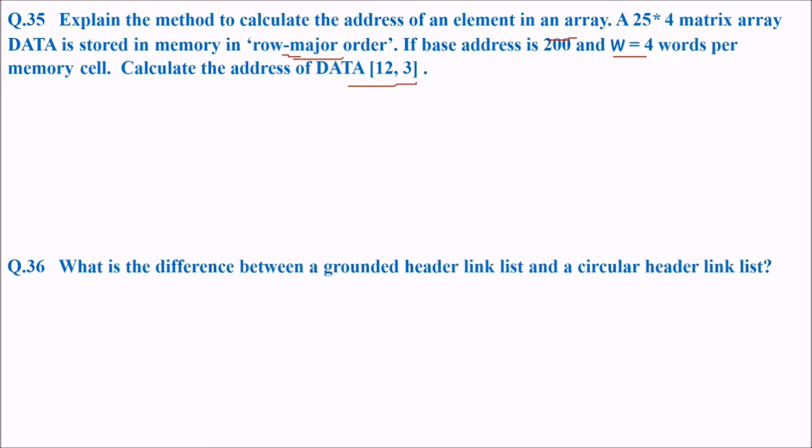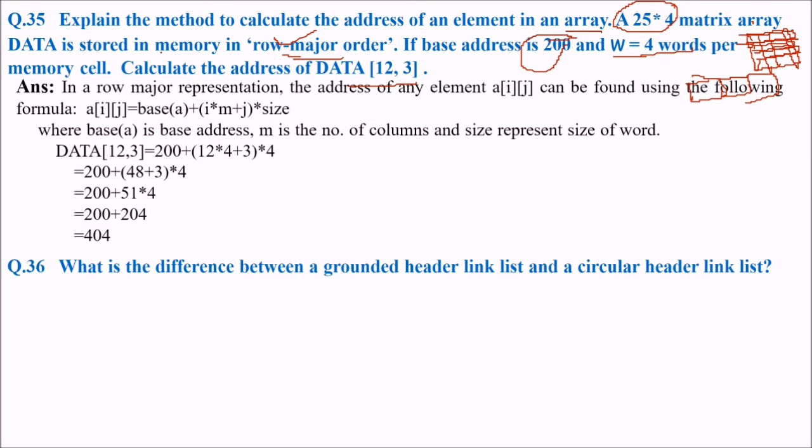So what exactly is row major? Let me tell you about row major and column major. If this is a matrix with a number of rows and a number of columns, the first row will be placed in memory, then the second one, then the third row. This is row major. So we need to know the method to calculate the address of an element in an array. First, we have a 25 by 4 matrix array in row major order. The base address is 200 and we have to find the address of 12,3.